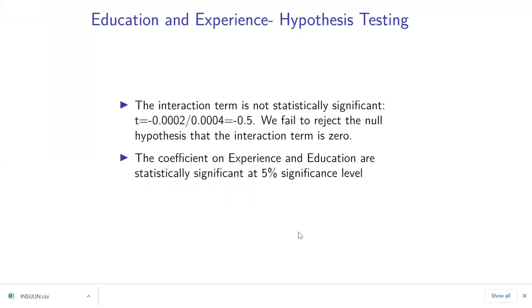The t-test on the coefficient of the interaction term shows that we fail to reject the null that the interaction term is 0. And therefore, we don't have evidence to include this interaction term in the model. However, the coefficients on both experience and education are statistically significant at the 5% level. Now let's pause this video to do in-class exercises 7, 8, 9.